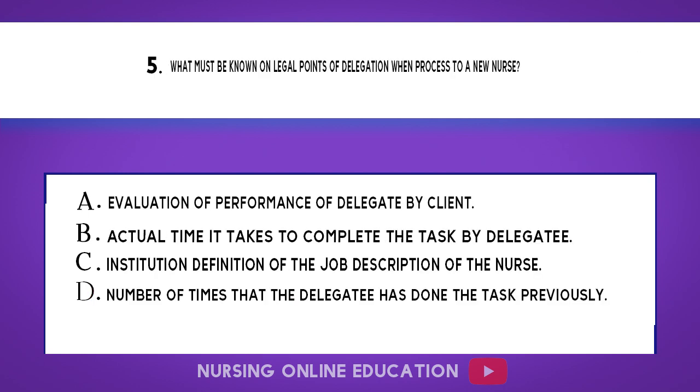5. What must be known on legal points of delegation when proceeding with a new nurse? A. Evaluation of performance of the delegate by the client. B. Actual time it takes to complete the task by the delegatee. C. Institution definition of the job description of the nurse. D. Number of times that the delegatee has done the task previously. The answer is option C, institution definition of the job description of the nurse.